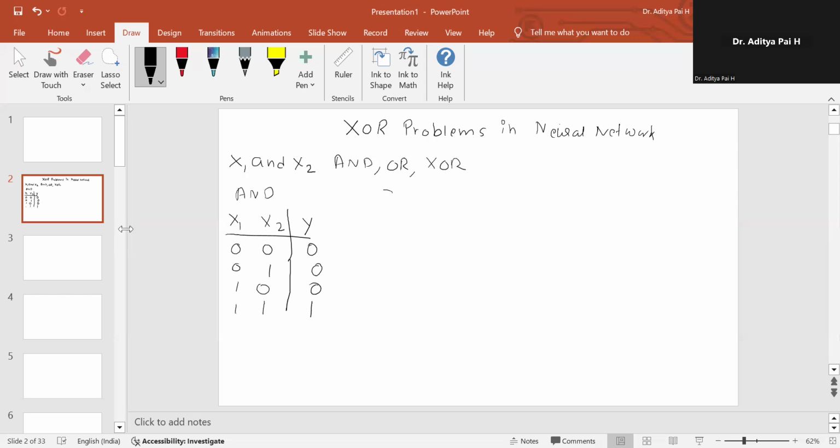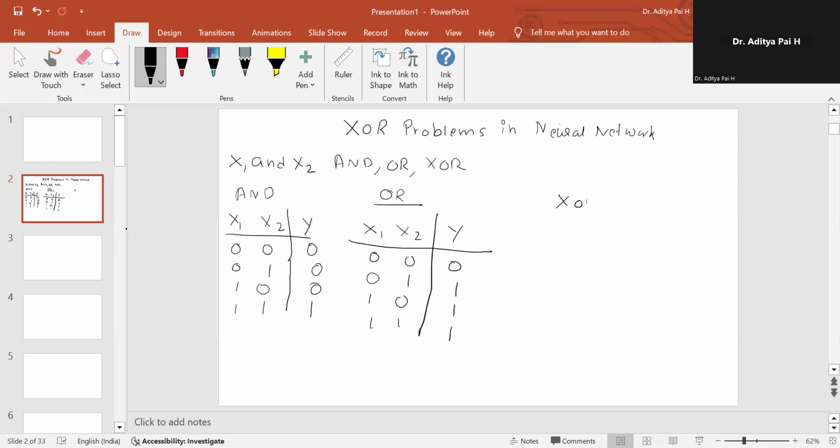And for the OR function, with the same x1 and x2 inputs, the output will be 0 for 0 or 0, 1 for 0 or 1, 1 for 1 or 0, and 1 for 1 or 1.